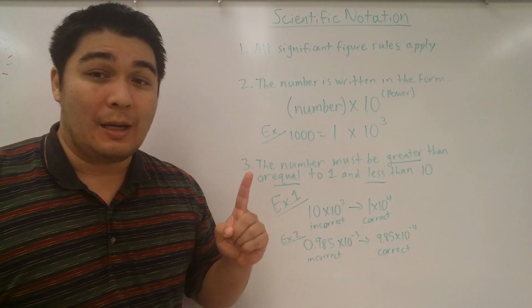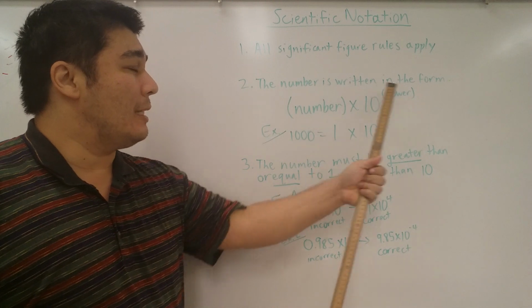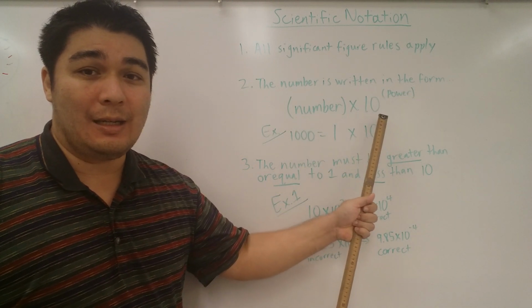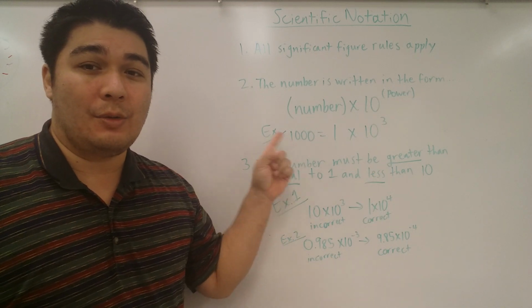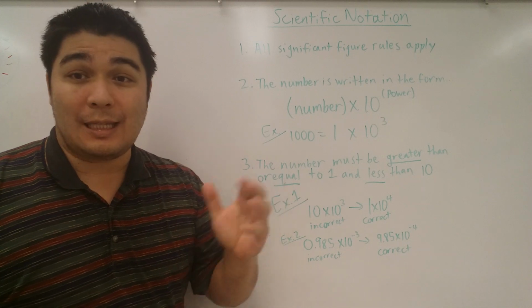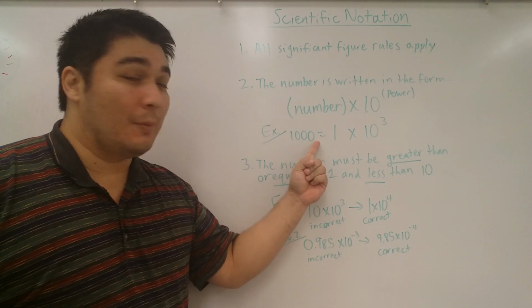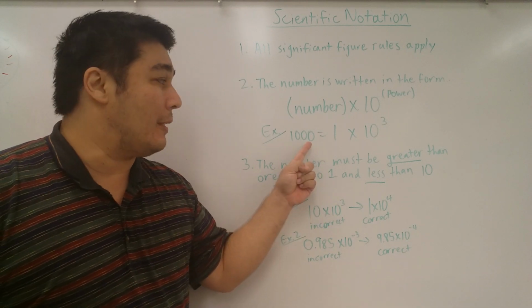So the first one that we're really going to add is rule number 2, which is the number is written in this form: a decimal number times 10 to a power. How you get that power will be determined by how you move the decimal point. So let's take an example. We've got 1,000 over here, and the decimal point is understood to be over here. It may not be written, but it's understood to be here.